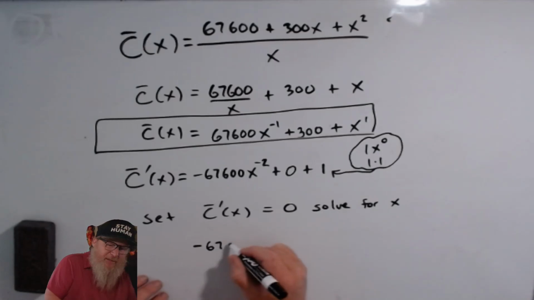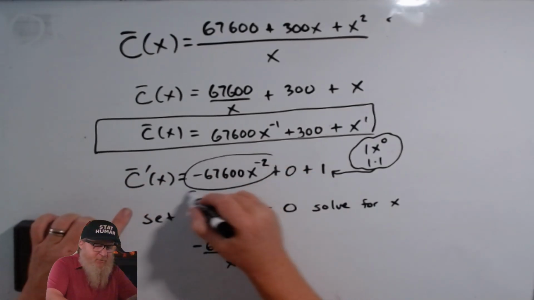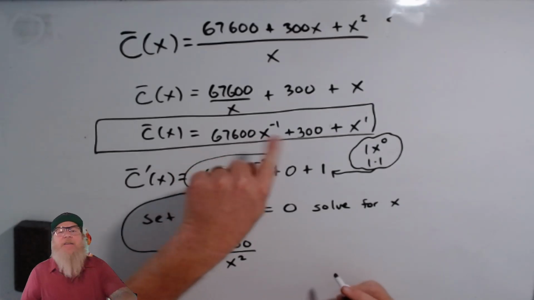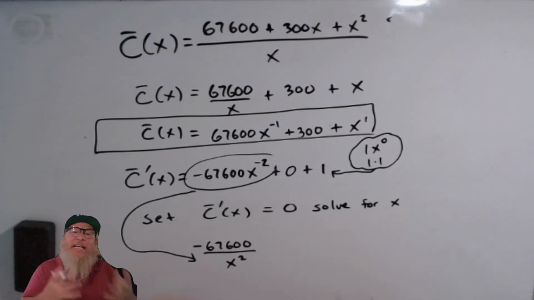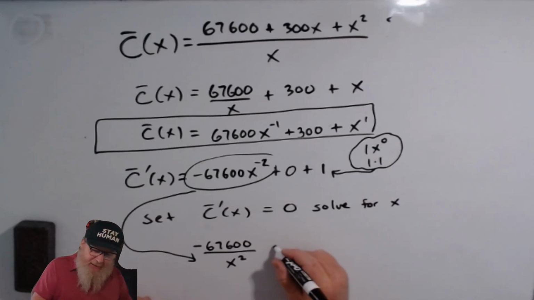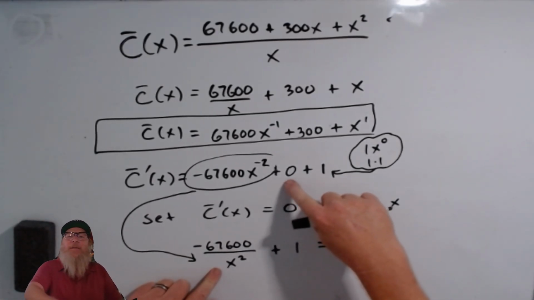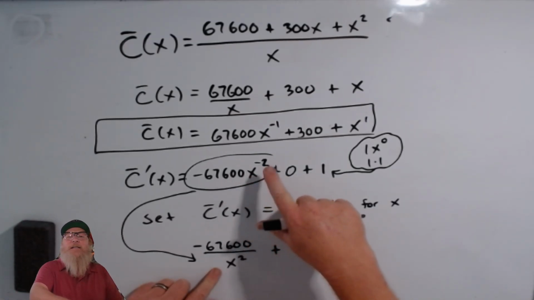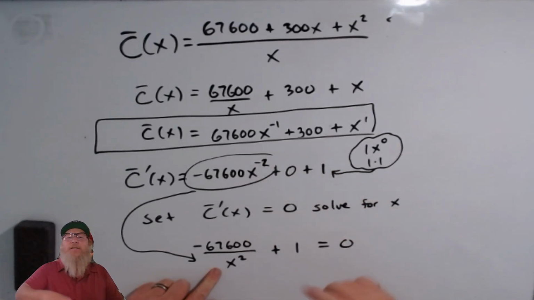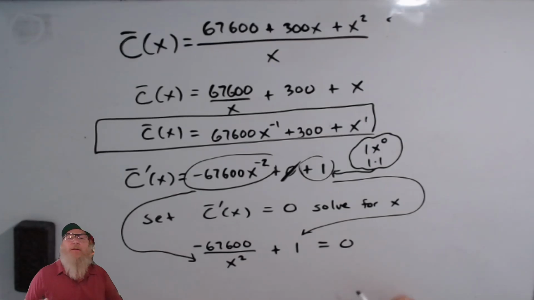So we got negative 67,600. At this time, I like to rewrite the negative power as what it really means. Negative powers are very useful when you're taking derivatives and using the rules, but when you get down to the nitty-gritty, get down to solving it, it's much easier to write them as positive powers. And again, I'm ignoring the plus 0, and I'm just saying negative 67,600 x to the negative 2 plus 1 is equal to 0. All right, solve this thing for x.